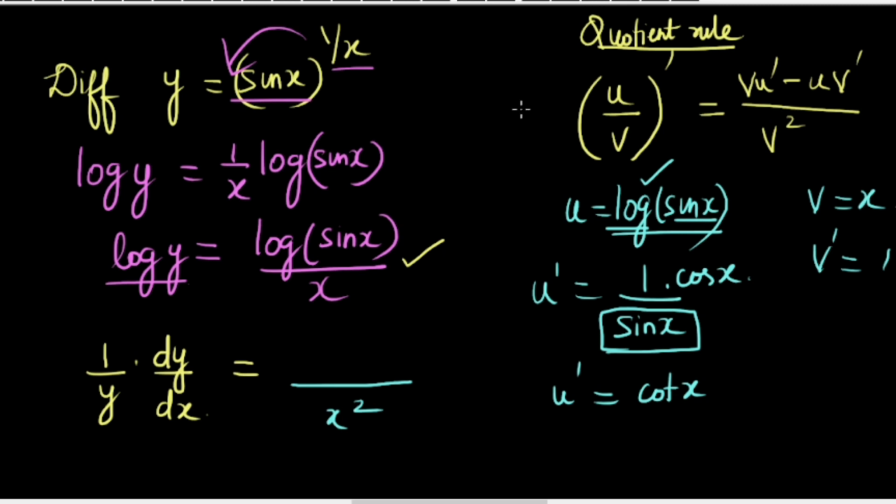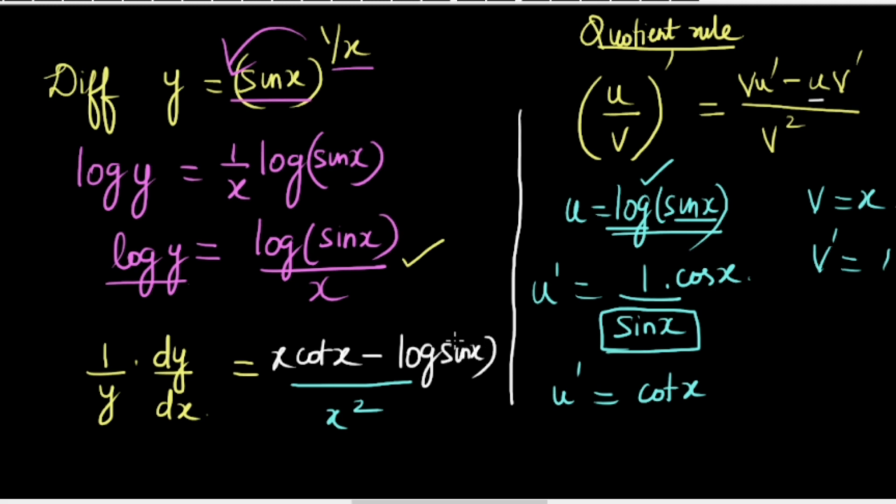And it tells us to do vu dash first. So v is x, u dash is cot x, and then the minus sign is there in between. U we should write, which is log of sin x. V dash is so simple, which is 1. Yes, we got the derivative so quickly.